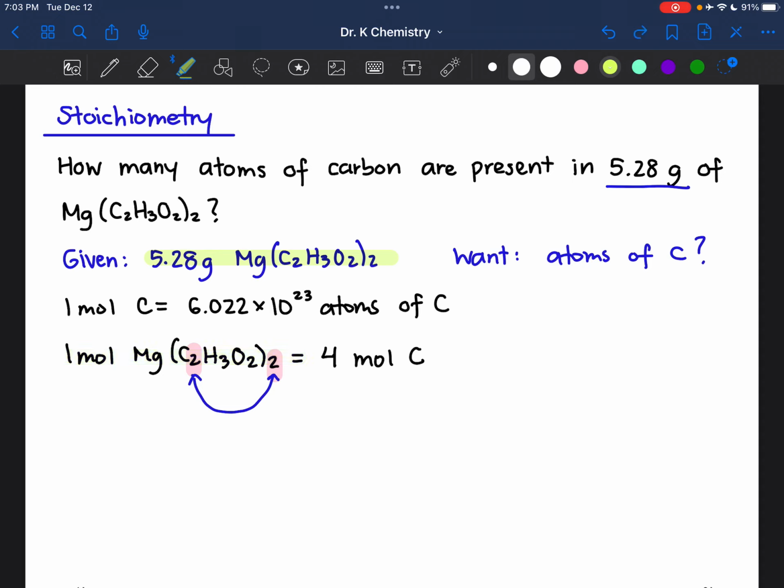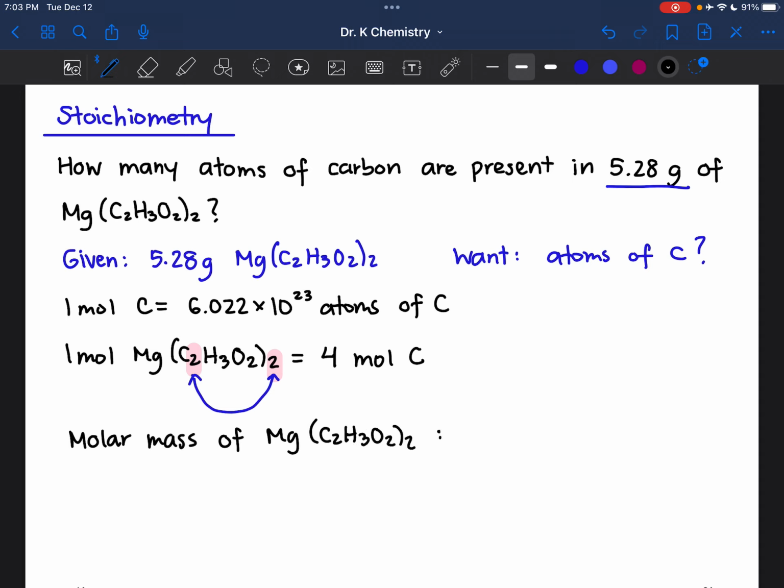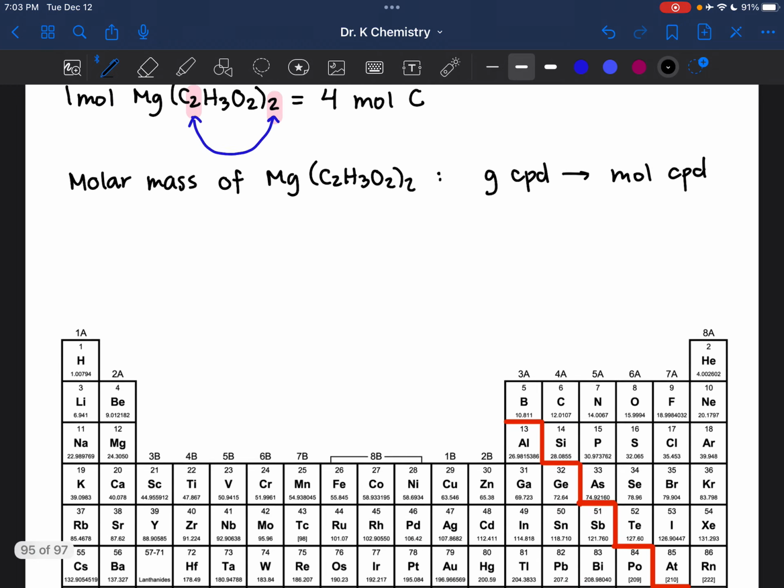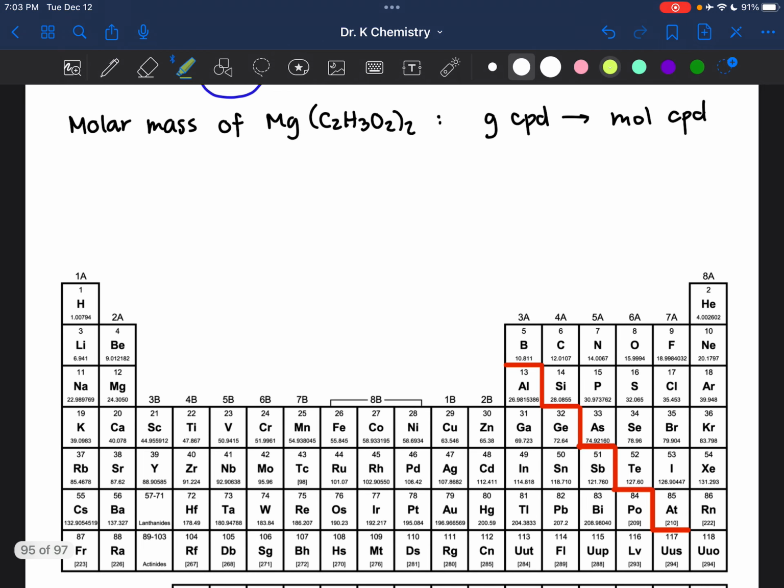And the relationship between those two values, so something that can take us from grams to moles, is the molar mass of that compound, which means we need to calculate the molar mass of magnesium acetate. So molar mass of magnesium acetate will enable us to go from grams of the compound to moles of the compound. So in order to calculate the molar mass, we need the periodic table, and we're just going to identify all of the elements that are present in that chemical formula.